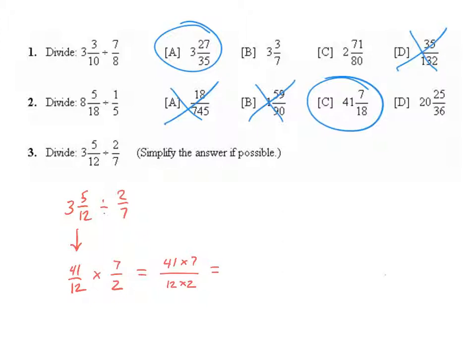40 times 7 is 280. 1 times 7 is 7. So that would be 287 over 24. Change this to a mixed number by dividing. 287 divided by 24. 24 goes into 47 only once. So we have 11 and 23 over 24.